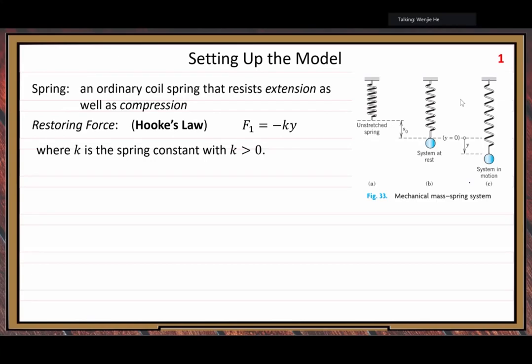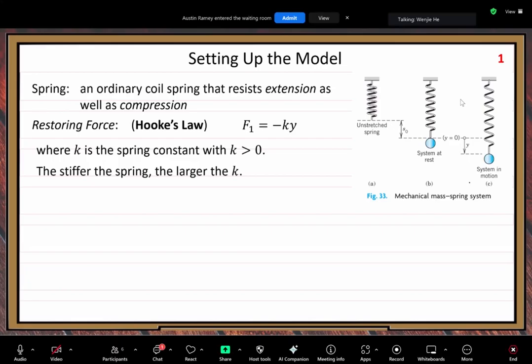So we need to define the positive direction first, positive and negative directions. The stiffer the spring, the larger the k.